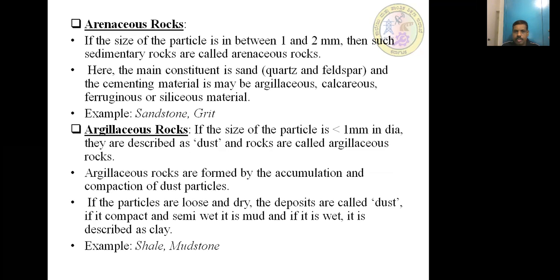Argillaceous rocks. If the size of the particle is less than 1 mm in diameter, they are described as dust, and the rocks are called argillaceous rocks. These argillaceous rocks are formed by the accumulation and compaction of dust particles. For example, shale and mudstone.